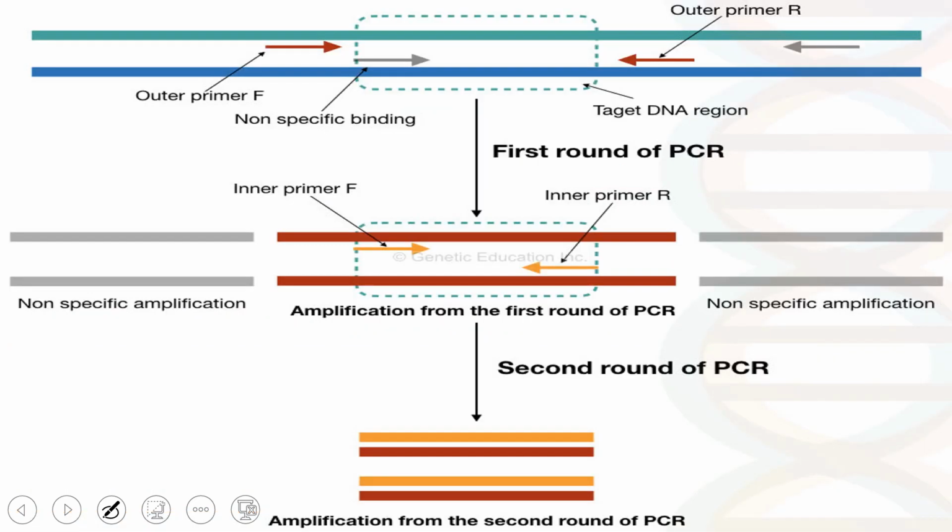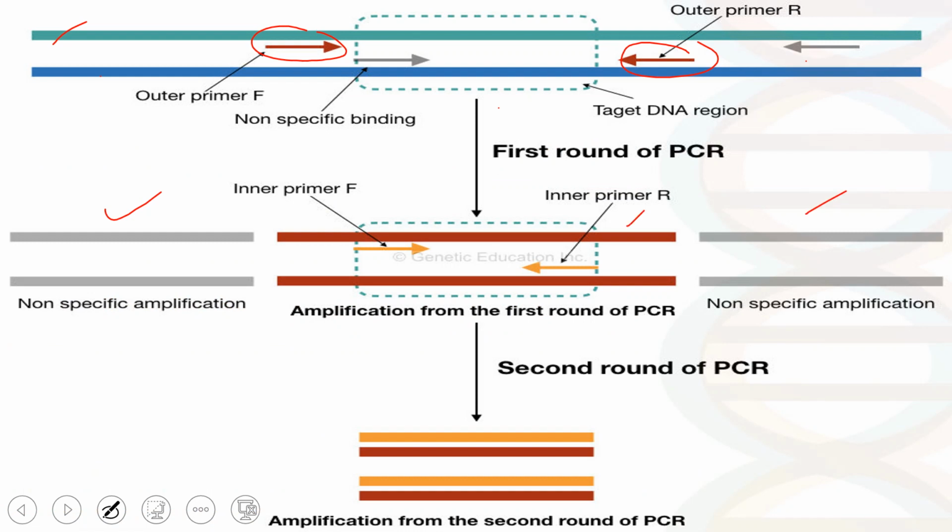So this is the normal diagrammatic representation. This is our DNA, where this is the outer forward primer and this is the outer reverse primer. It binds at many places. So in this case different products are going to be amplified. This is non-specific amplification, this is non-specific amplification, and this is also amplification.